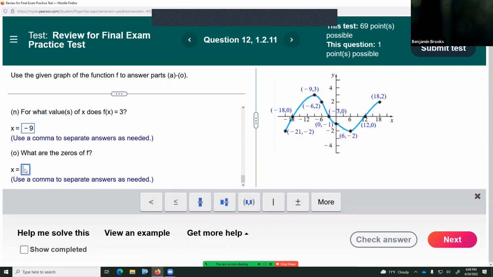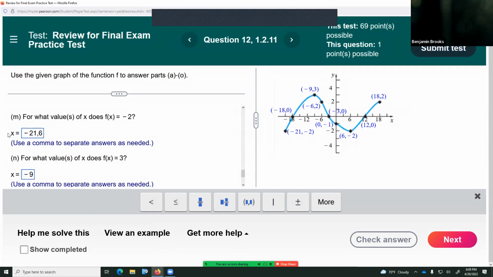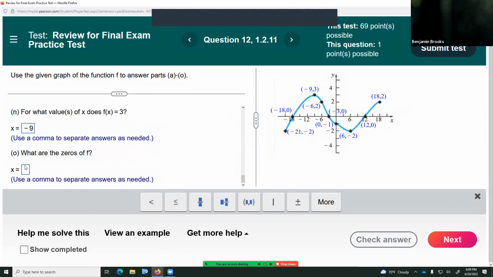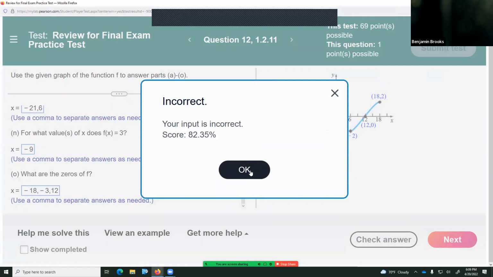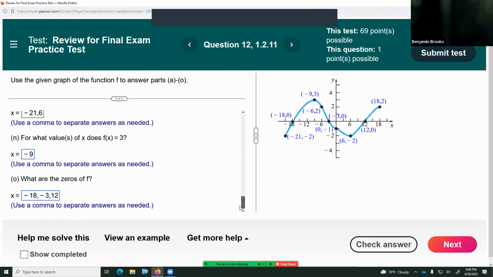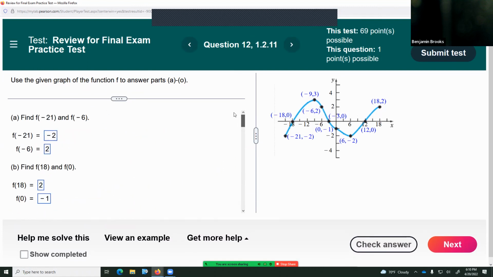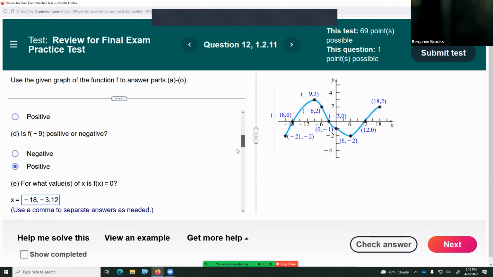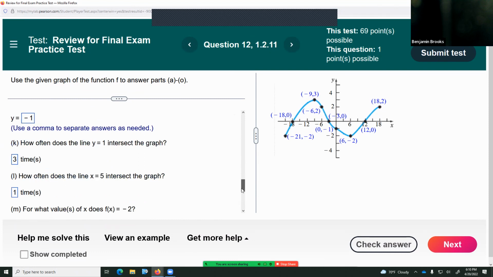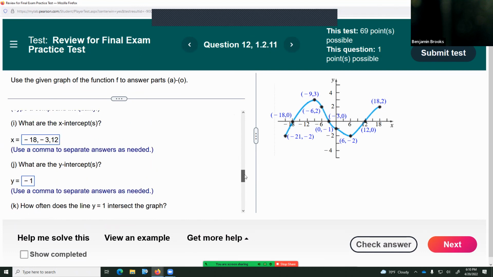Okay, what are the zeros of this thing? How many different ways can they ask this question about x-intercepts? It's 3 different ways. Okay, all right. And what did I do wrong? It's not going to tell me? All right, let me see if I can figure out what I did. Oh, that's right. Values of x where f of x equals 0. Yeah, no, they asked the same question 3 times.